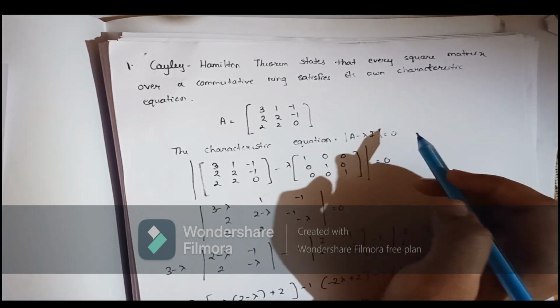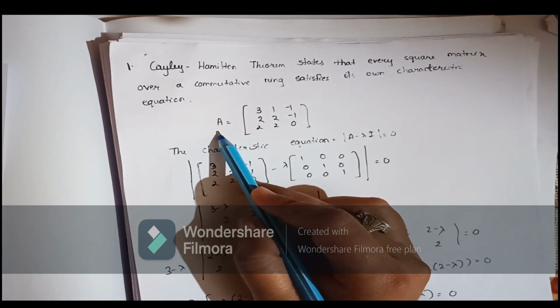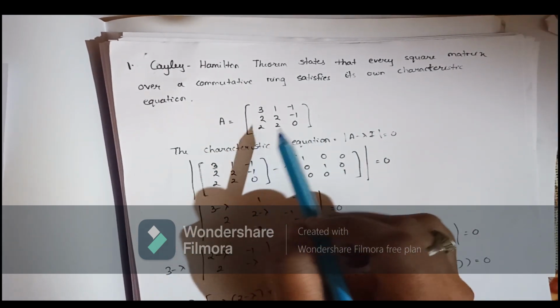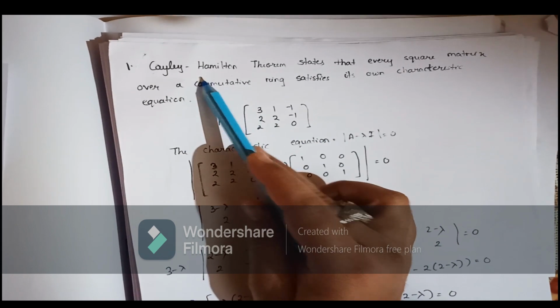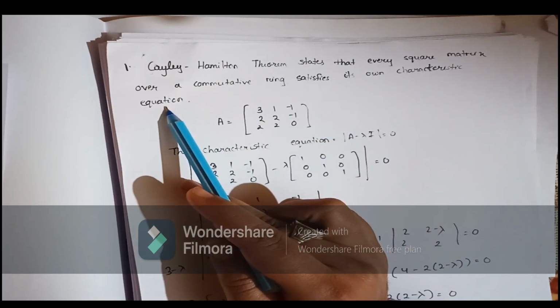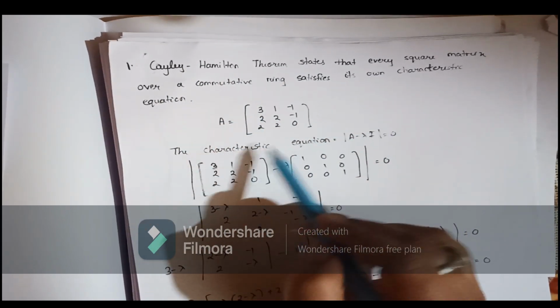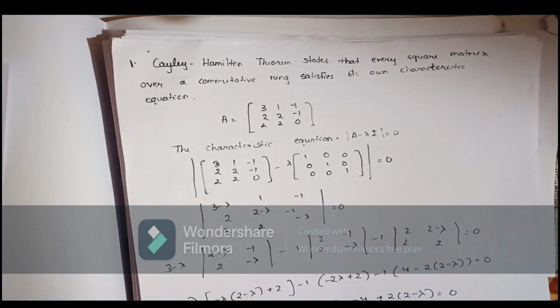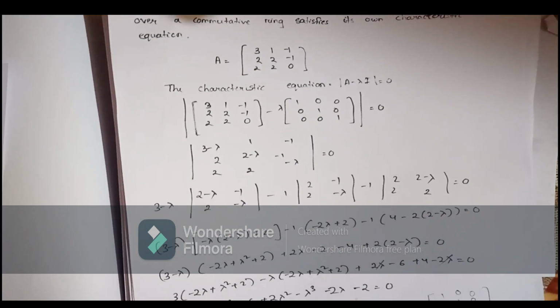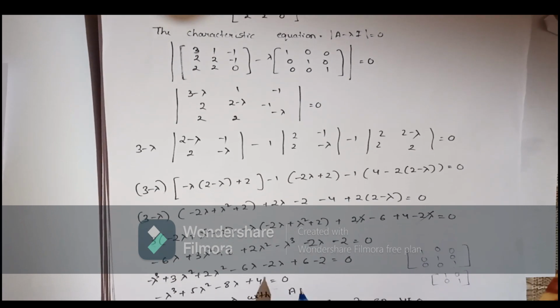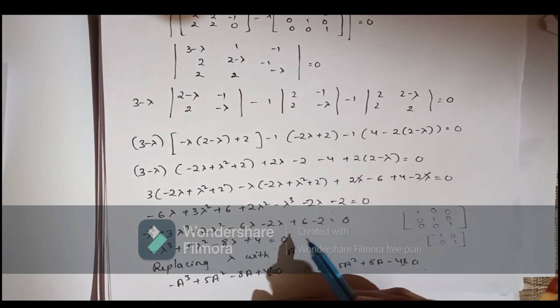Okay, what do you mean by this? Look, first the matrix is given, A is equal to this much. As the Cayley-Hamilton theorem says, the characteristic equation does satisfy. That means we will first find out the characteristic equation, and you know how to find it. I explained it before. So this is the characteristic equation.